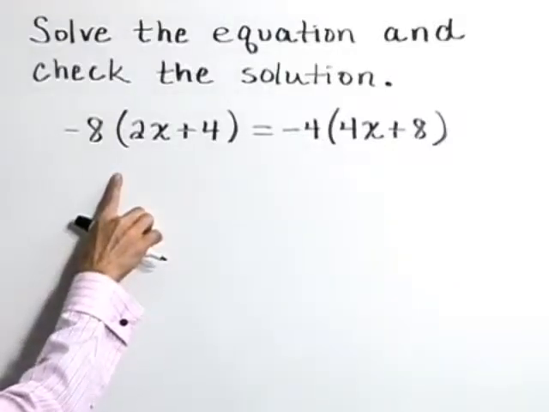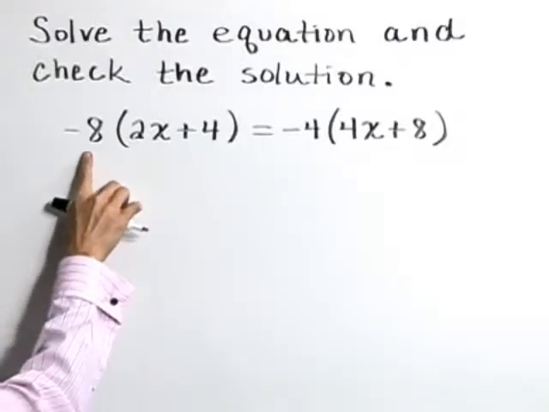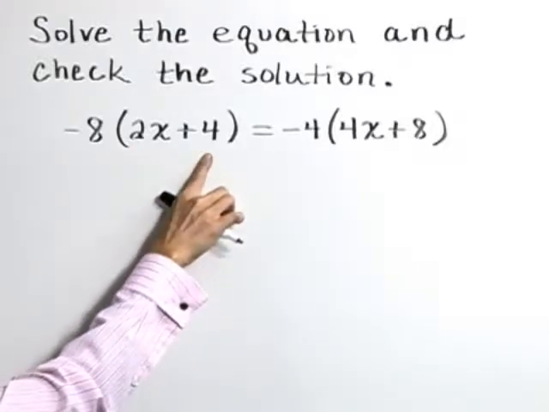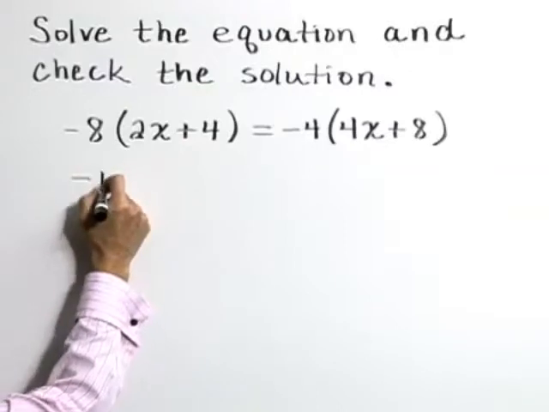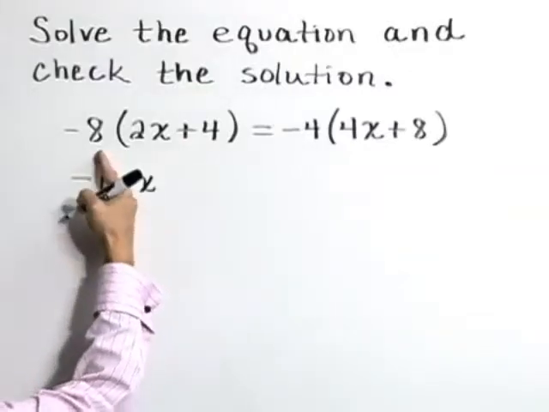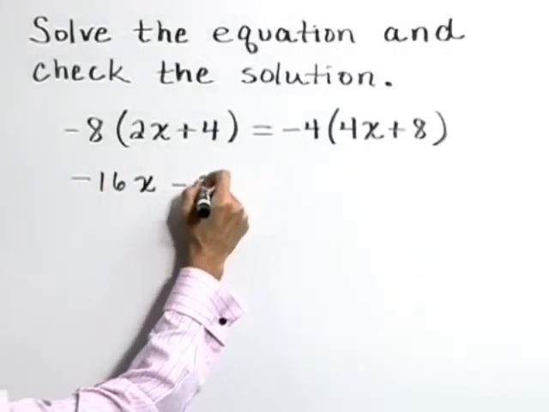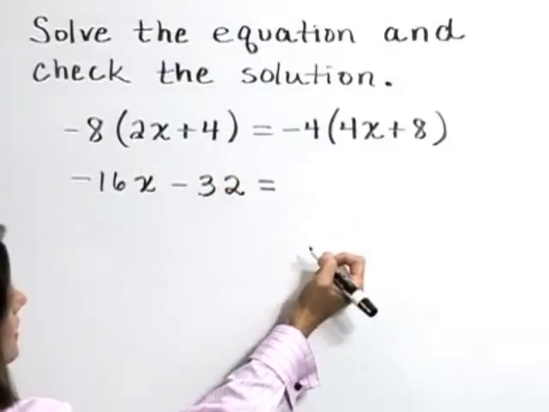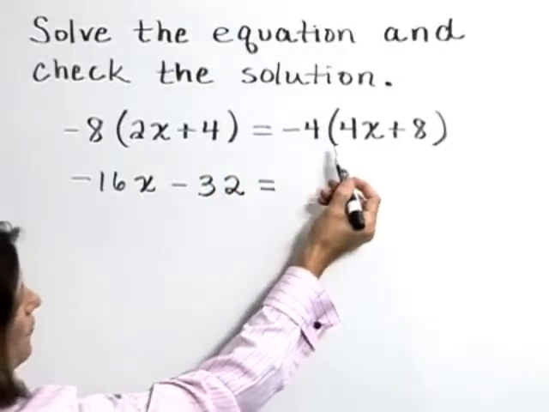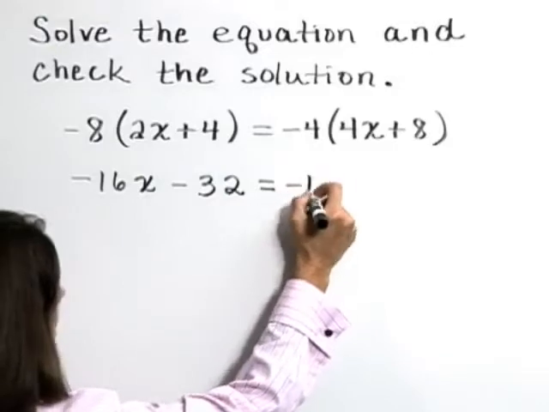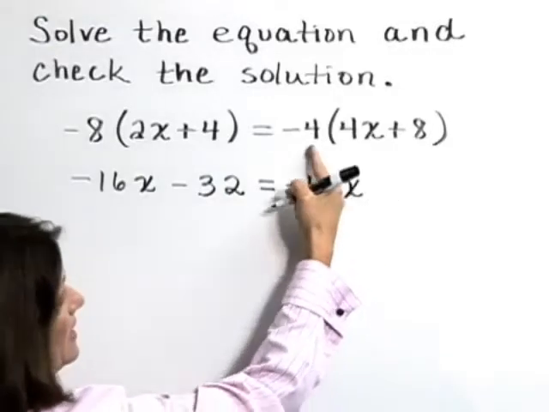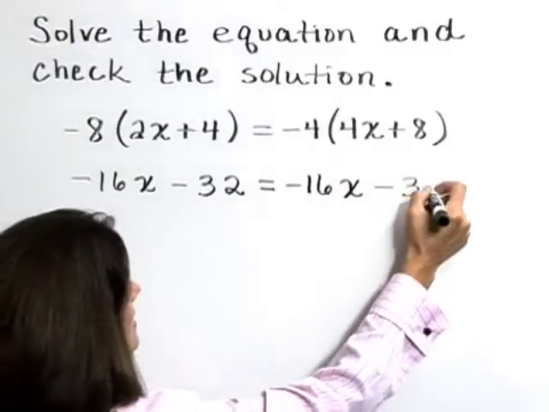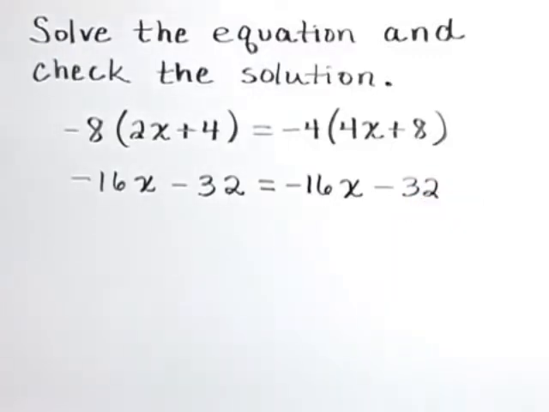Using the distributive property on the left-hand side, multiplying negative 8 times both terms gives a negative 16x. Negative 8 times that 4 is a negative 32. On the right-hand side, negative 4 times 4x is a negative 16x, and negative 4 times 8 is a negative 32, or a minus 32.